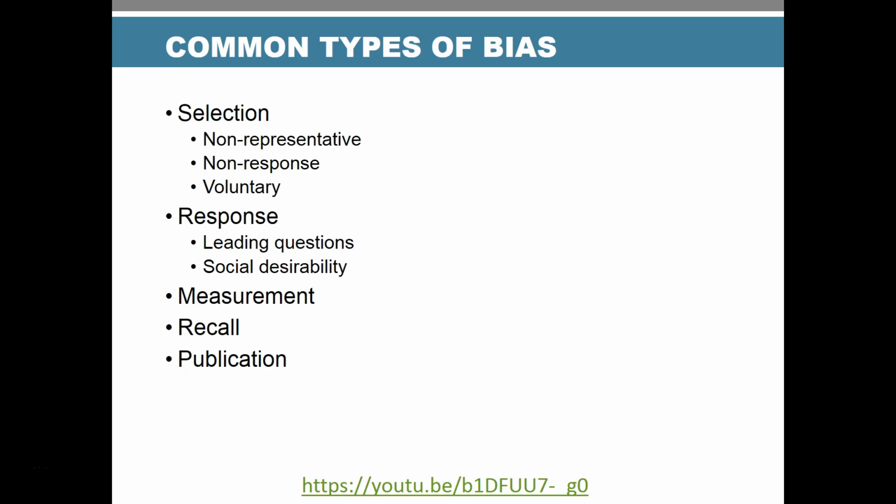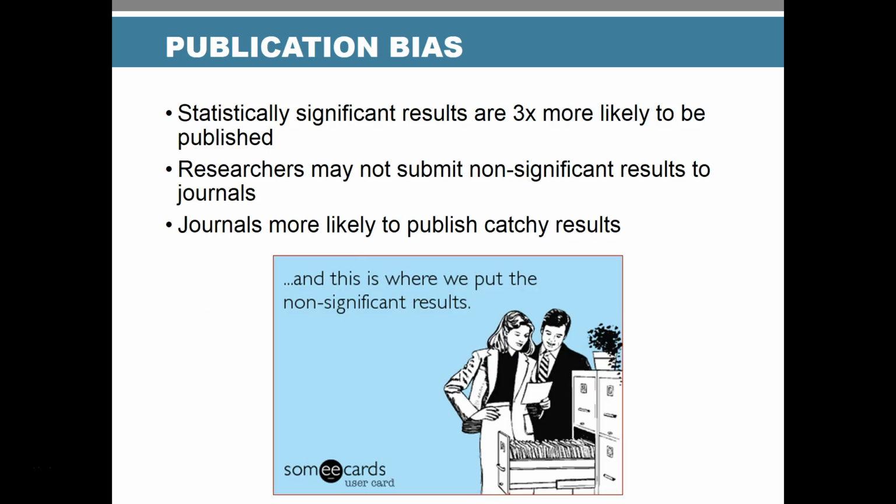And publication bias, this means that people are less likely to publish results that are not statistically significant. They're less likely to actually write that result and submit it to a journal for publication, and journals are much less likely to actually publish articles that don't have significant findings. So statistically significant results are 3 times more likely to get published. And like I just said, researchers may not even submit it in the first place, and journals might like to publish catchy results.